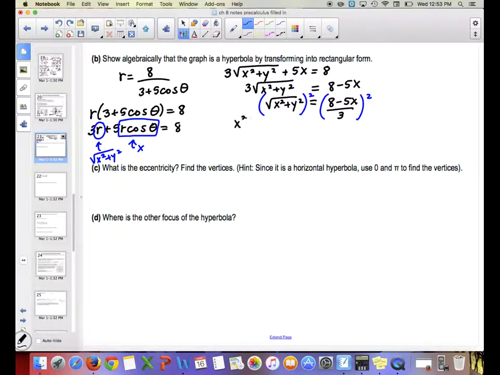So you're going to have x squared plus y squared equals, and you're going to square the numerator. So if you need to, off to the side, write 8 minus 5x times 8 minus 5x, and you can FOIL it out. You would get 64 minus, the outer would be minus 40x, and the inner is also minus 40x. So minus 80x plus 25x squared.